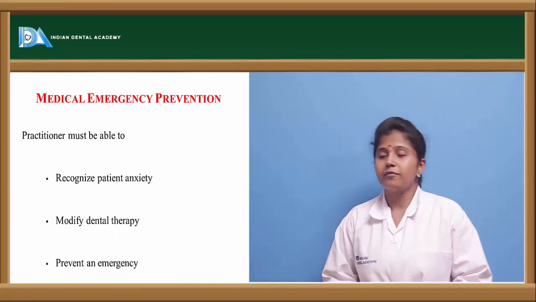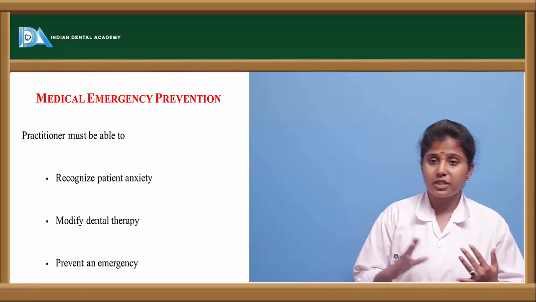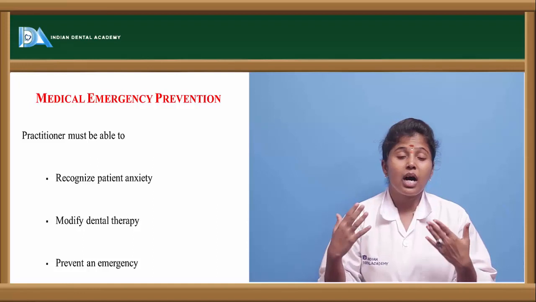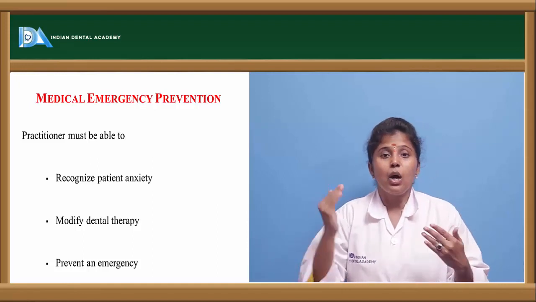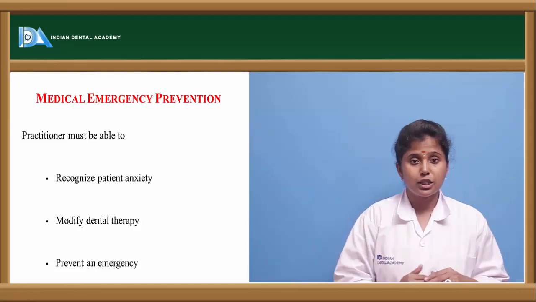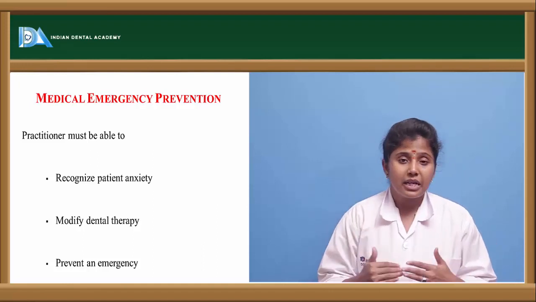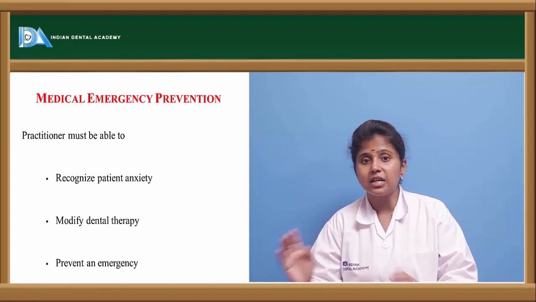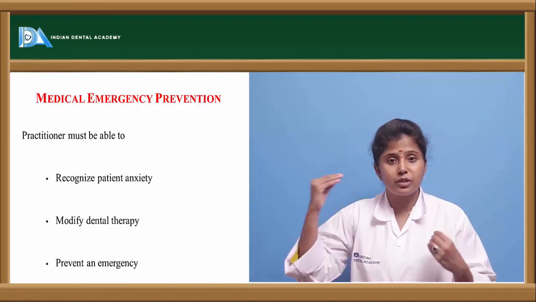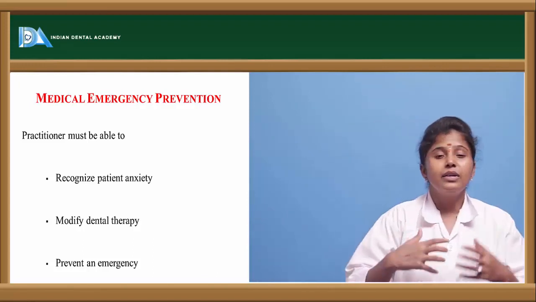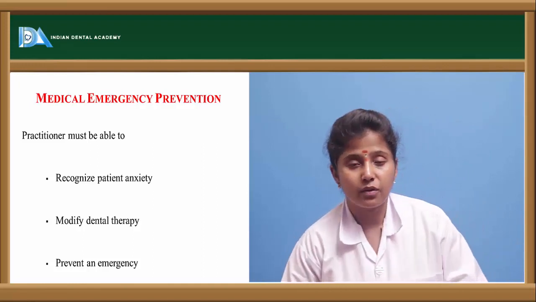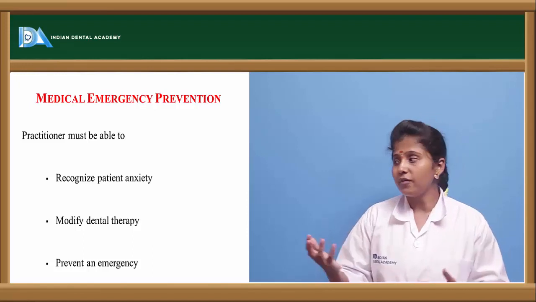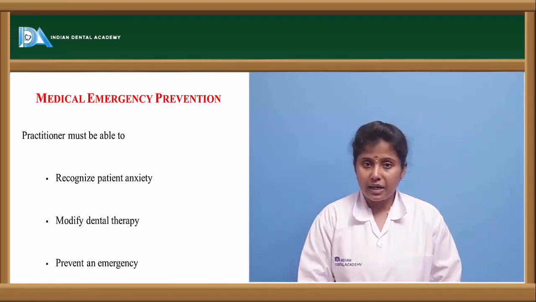So we have to give prevention by first identifying or recognizing the patient's anxiety level. So how far, whether he is anxious or whether he is in a depressed condition. Based on that, we can give the prevention for this medical emergency. Before the medical emergency occurs, how can we give the prevention? So we have to measure the anxiety levels, and we need to modify the dental therapy. If we are giving any dental treatment for that patient, then we need to modify the dental therapy and prevent an emergency.